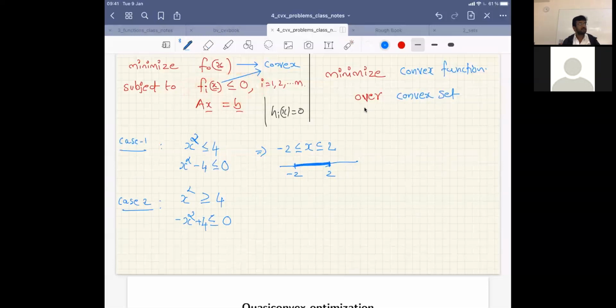Is this convex? No, this is not convex. Because if you differentiate this twice, you'll get a negative number. Or in other words, if you examine the set, it will be this region, minus 2, which is not a convex set, because if you pick any 2 points here, here, then the line segment between those points is not part of the set.